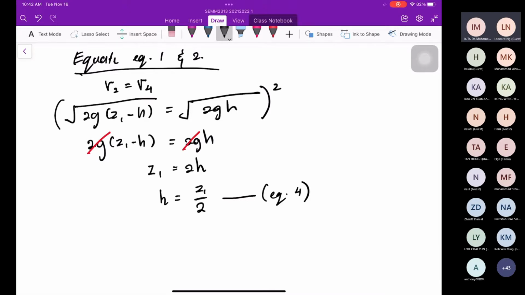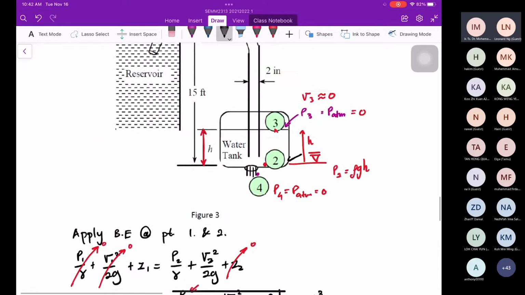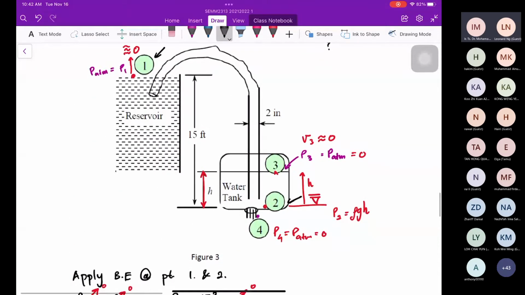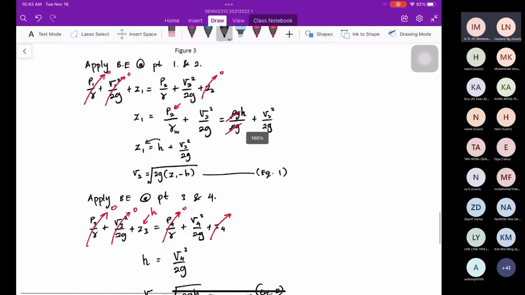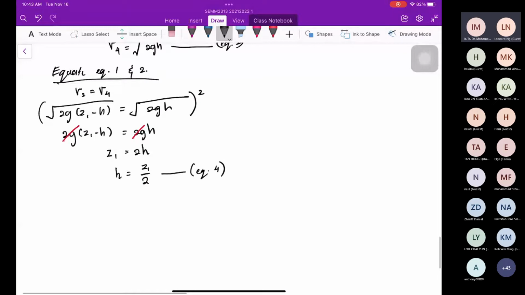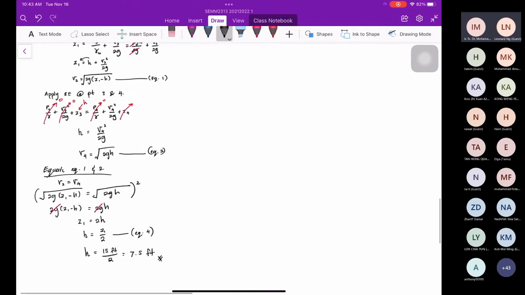Alright. So, do you know what is Z1, class? This is Z1, from reference line to the top. So just substitute 15 feet over 2, you will get 7.5 feet. Okay, that's it. Any question?